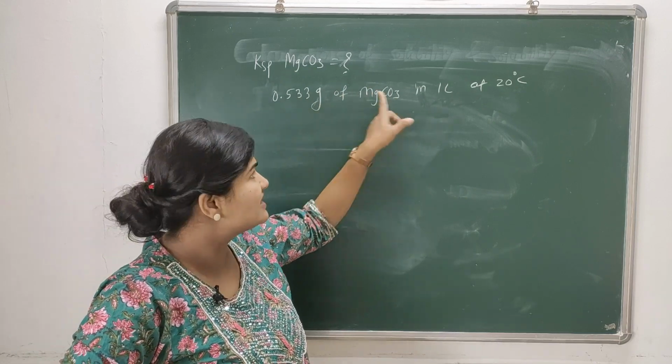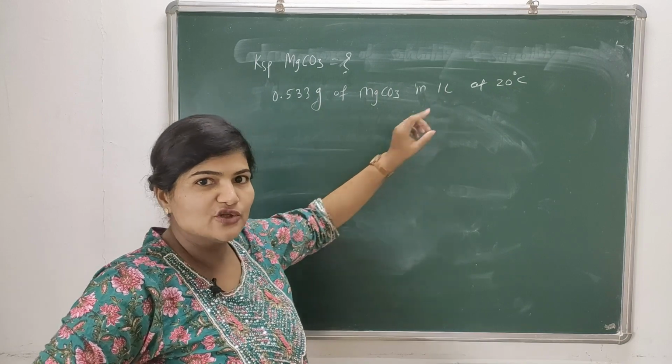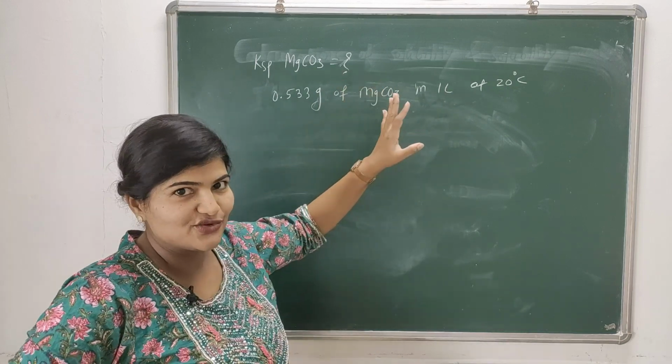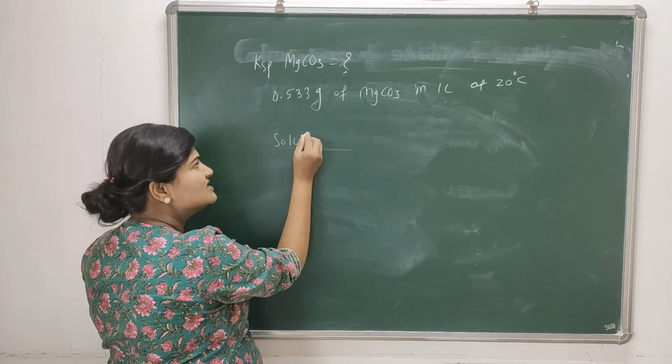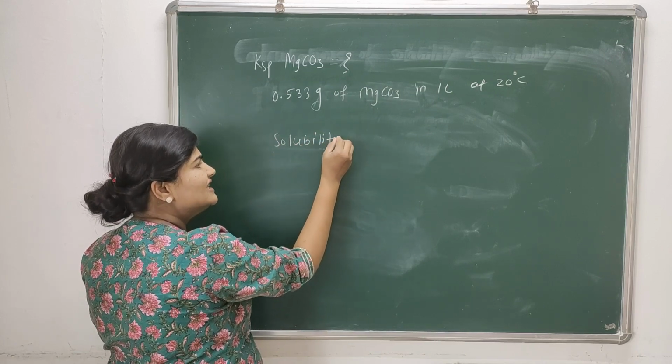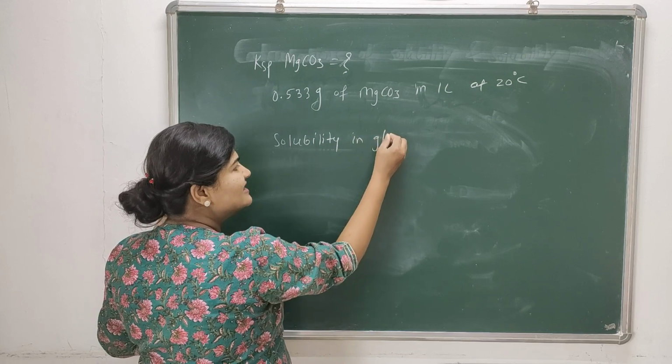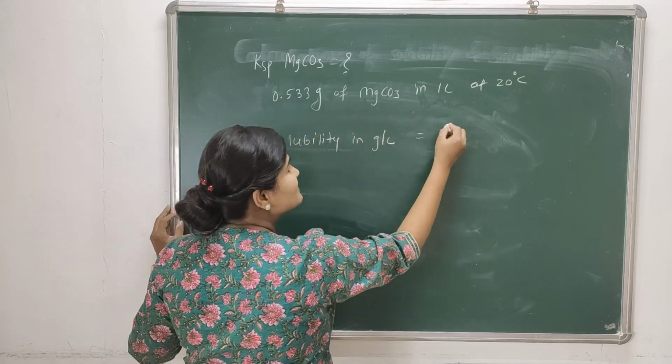This much in grams is dissolved in 1 liter of solution. Now in a saturated solution, so basically what they have given us is the solubility in gram per liter, right? So how many grams?